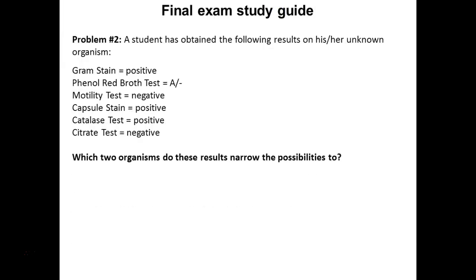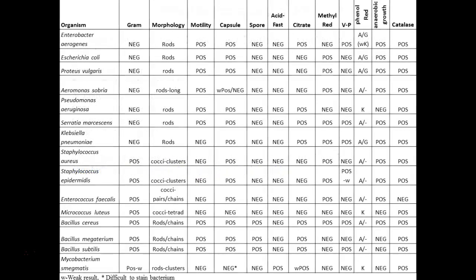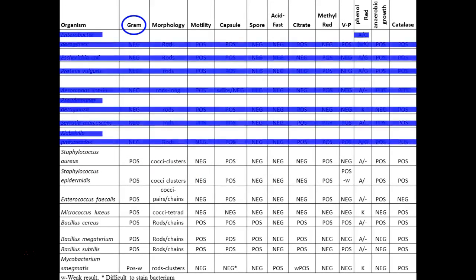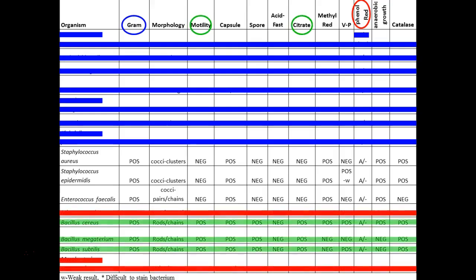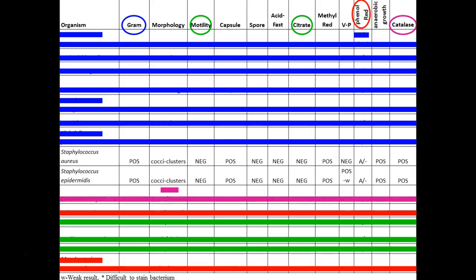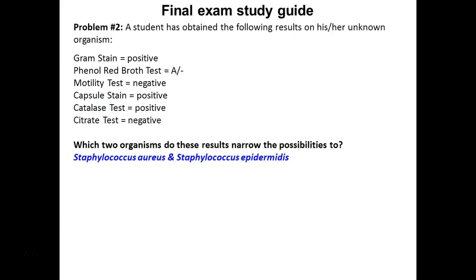The 2 what? The 2 staph. Right? So here we are, gram positive, so that gets rid of half of them. Right? Phenol red, got rid of those 2. Citrate and motility narrowed it down to these 3. And then the catalase eliminated the Enterococcus and left us with the 2 staphs, which pretty much match up except for VP. And again, would you really want to rely on just one test? No. And we don't. So what do we do?